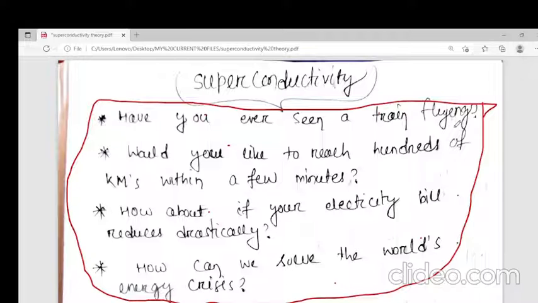Yes, you can think about it. All these problems have one solution, if we create such a material which can solve these problems. One of these materials is the superconductor, which can solve these problems. So let us study how it works and what it is.